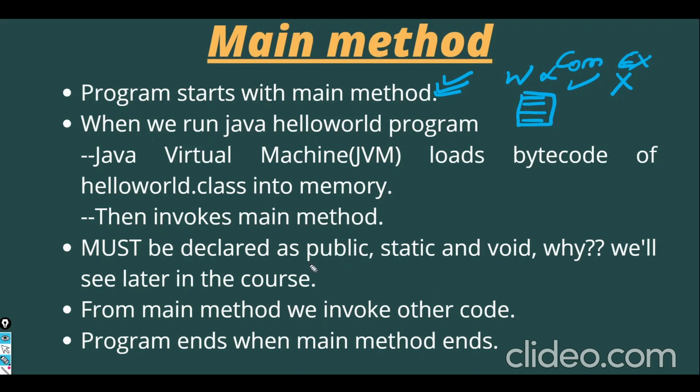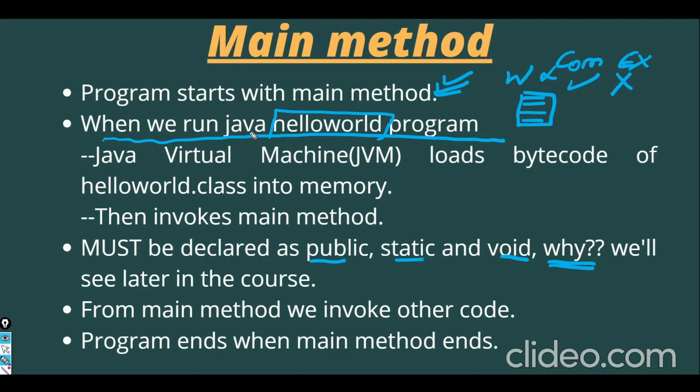The main method must be declared as public static void, and we'll see why it needs to be declared as public, static and void later, and it will be very clear to all of you. For today we'll just declare a main method and give some functionality to it. What happens behind the scenes when we run a Java hello world program, or any program? Here I just gave an example of hello world, but it applies to all programs.